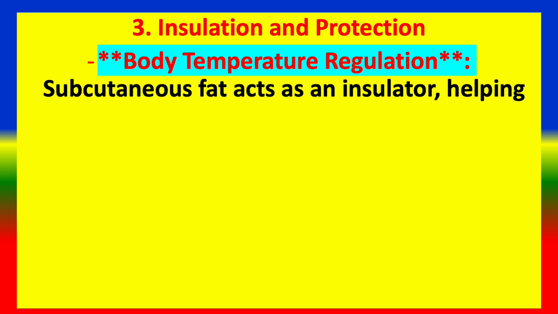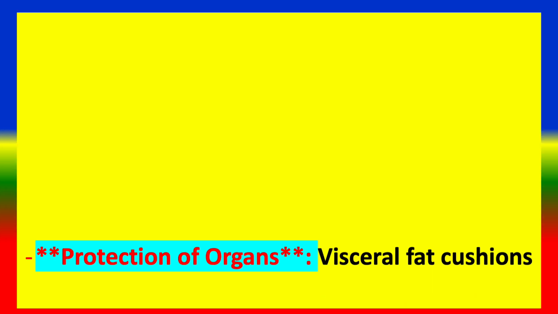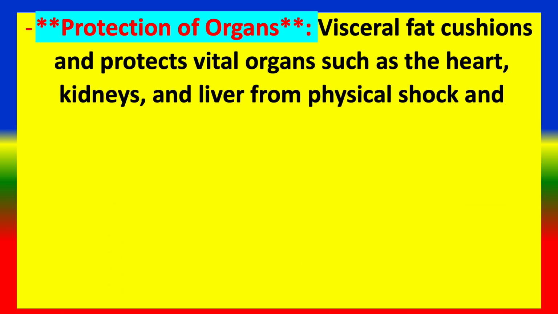Three, insulation and protection. Body temperature regulation. Subcutaneous fat acts as an insulator, helping to maintain body temperature by reducing heat loss. Protection of organs. Visceral fat cushions and protects vital organs such as the heart, kidneys, and liver from physical shocks and injury.